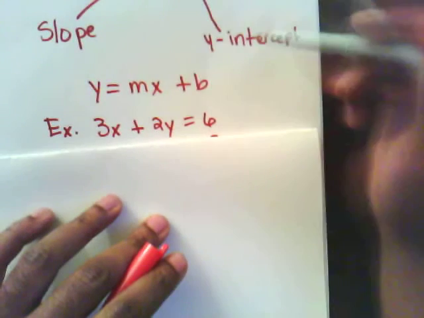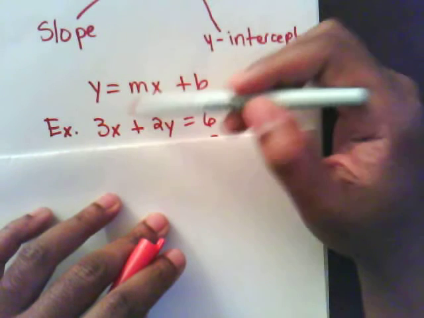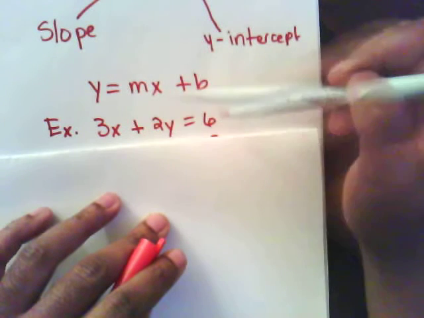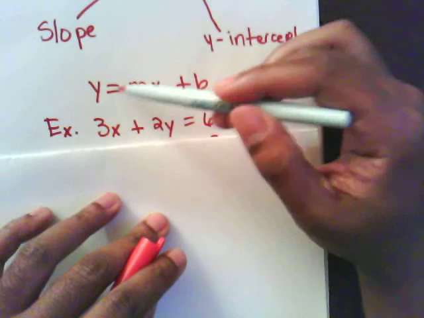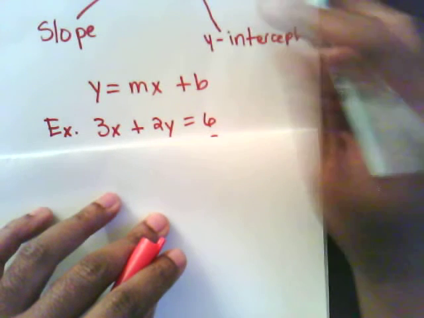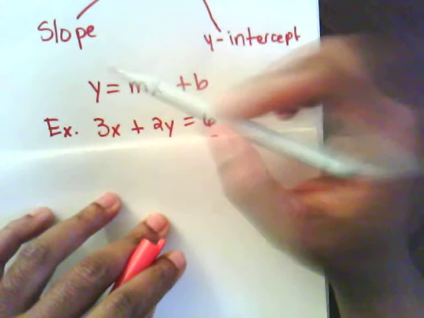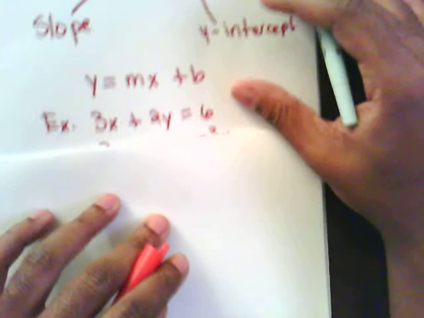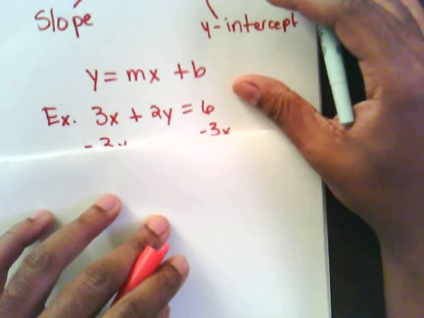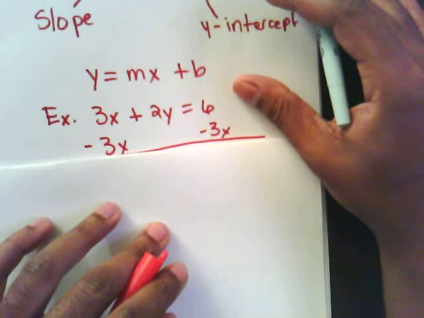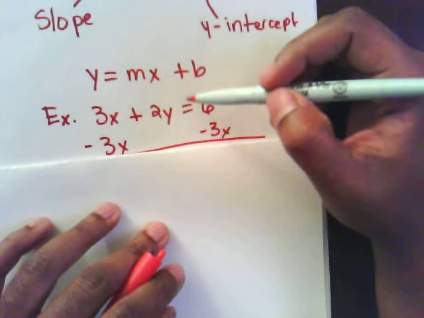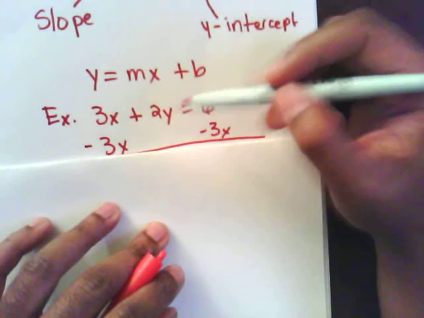Take this equation: 3x plus 2y equals 6. Again, we have to find a way to put it in the form of y equals mx plus b. Also keep in mind, your y always has to be positive. So what are we going to do first? We're going to try to move everything away from that y to get y by itself.